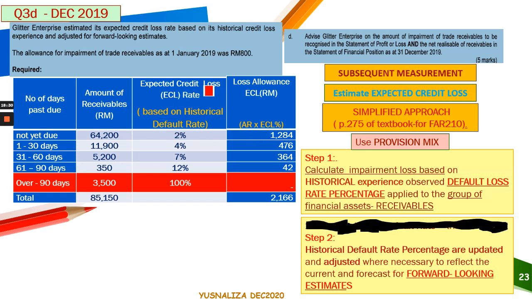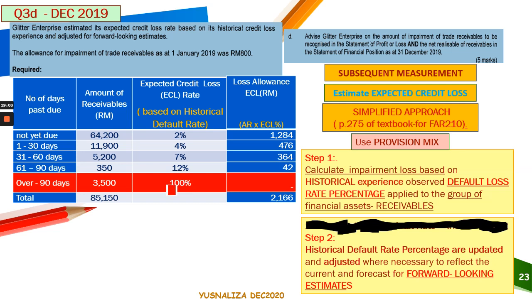You are given the expected credit loss. To calculate the loss allowance, you take the expected credit loss multiplied by the outstanding receivable. So here it is 2%. You take 2% multiplied by the receivable. We have 1,284 here. You will repeat with the percentage given, up till this one. For the one that has 100% percentage, do not include.